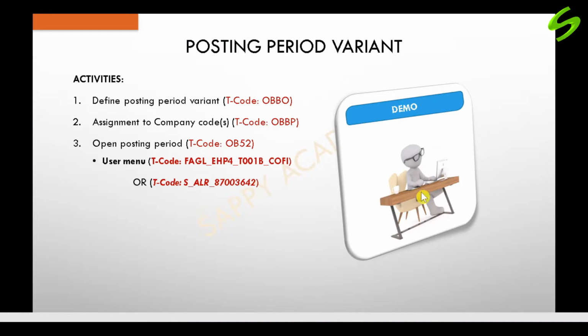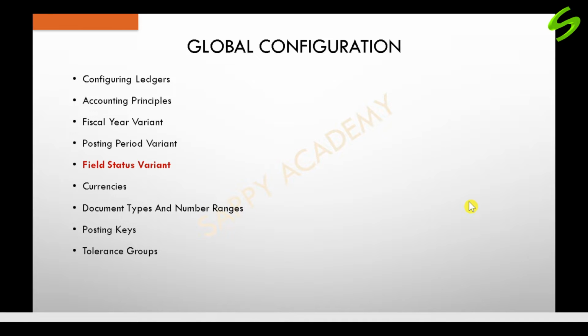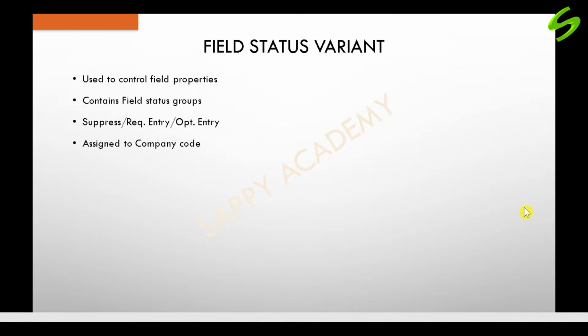Let us move on to the next topic, field status variants. Field status variants are used to control field properties when we enter business transactions. A field status variant contains field status groups. Each group can be used for a specific type of GL accounts. Using field status groups, we can set each field status either suppressed, required entry, or optional entry. A field status variant is assigned to one or more company codes.